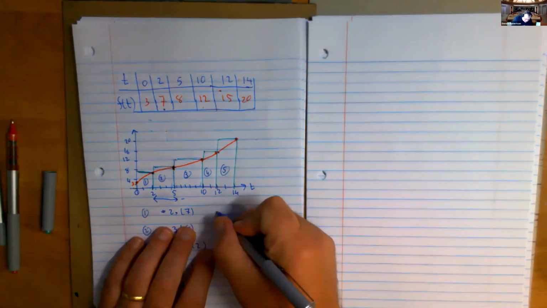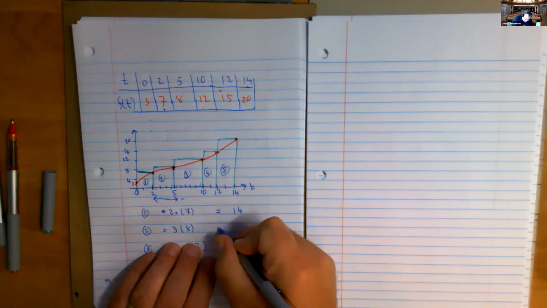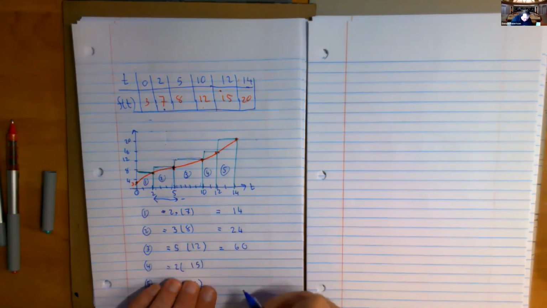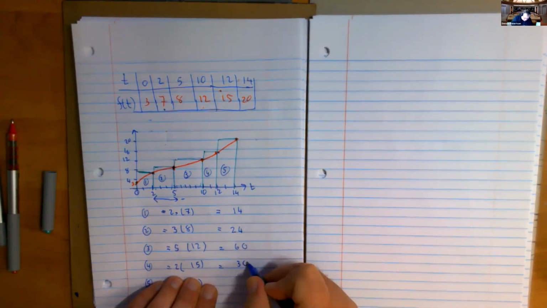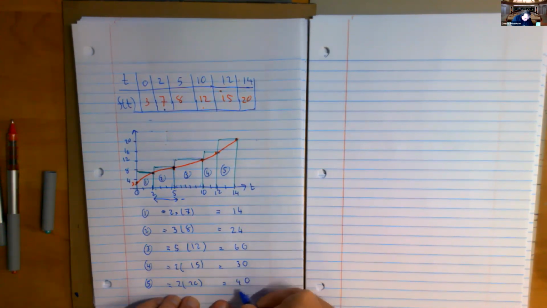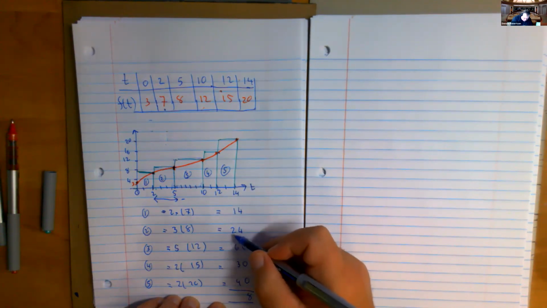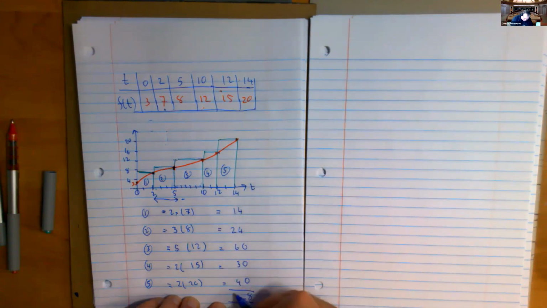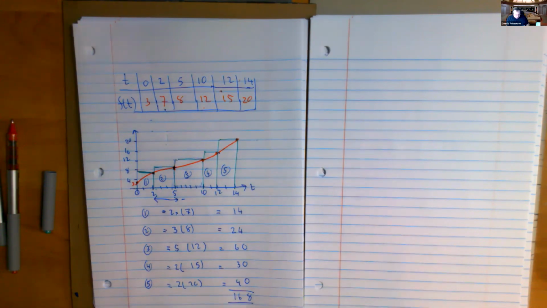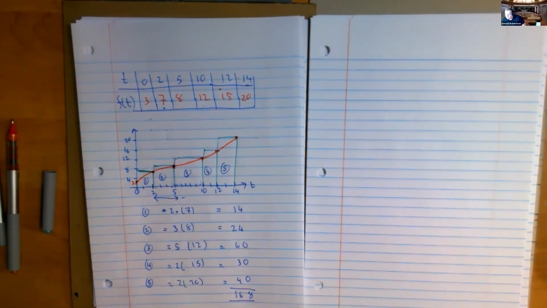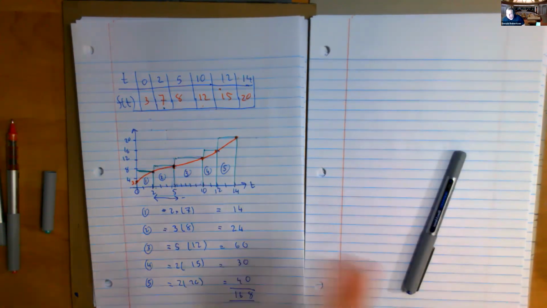Now, if you take this guy, it is 14, this guy, that bit's 24. This rectangle will get you 60. This one will get you 30, and this last one will get you 40. So 14, 24, 60, 30, 40 adds up to 168. Our answer would be that the area under this curve as an overestimate would be 168. So I know that it's 168 or probably less.